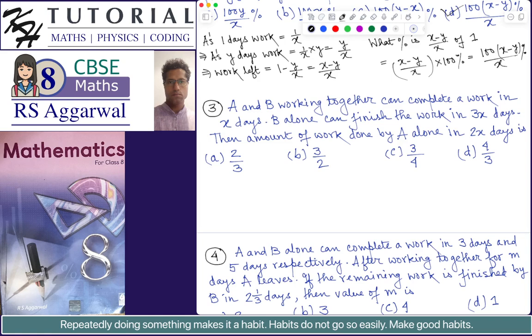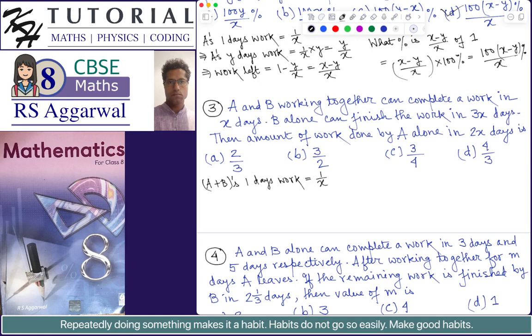It is given that A and B working together can complete a work in X days. So we can say that A plus B's 1 day's work will be equal to 1 by X, since A and B working together can complete the work in X days. Therefore, in one day the amount of work done by A and B working together will be 1 by X. So A plus B's 1 day's work is 1 by X.